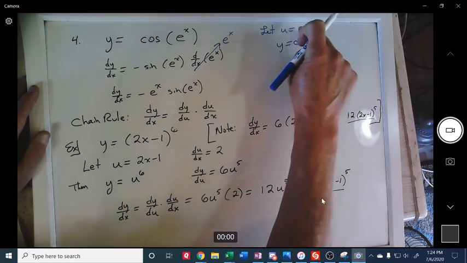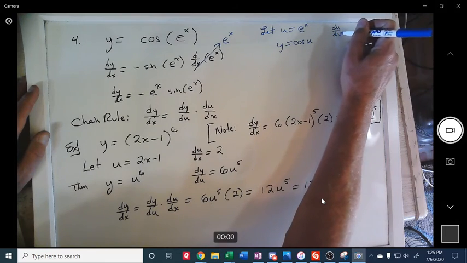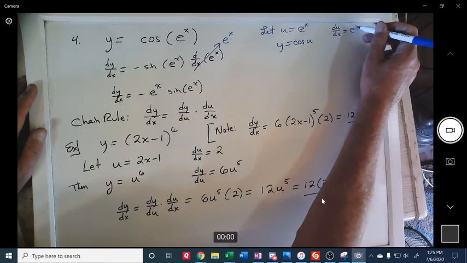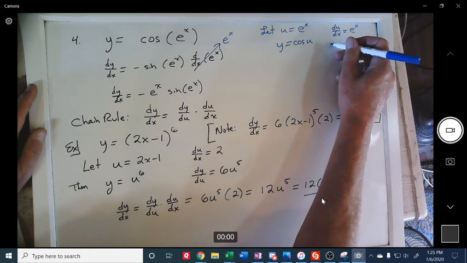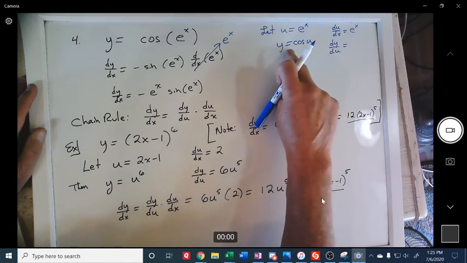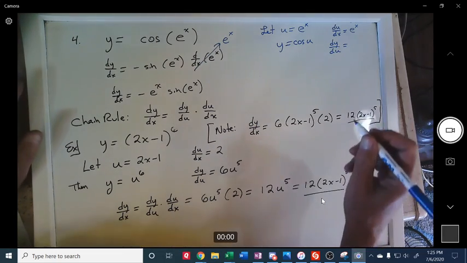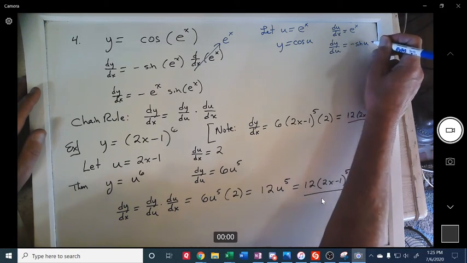Now, this top equation, du dx, is, what's the derivative of e to the x? It's just e to the x. The bottom equation, dy du, what's the derivative of this with respect to u? The derivative of cosine of something is negative sine of that thing.